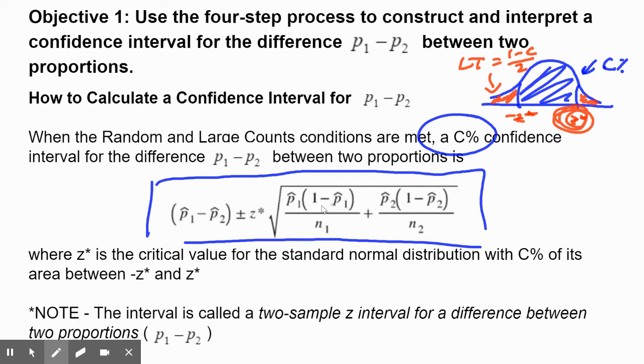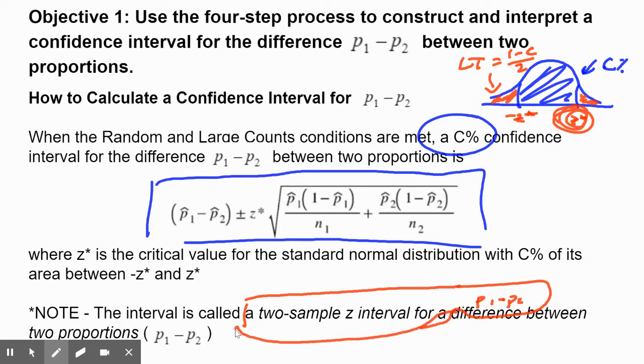And this is your standard error, the approximation for the standard deviation. Notice there are two things added because there are two proportions. Here's your inference method: a two-sample z interval for P1 minus P2. That's what we'll write down in the plan step.